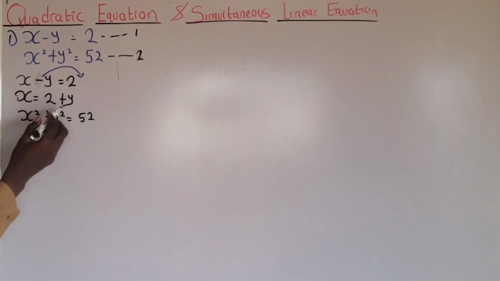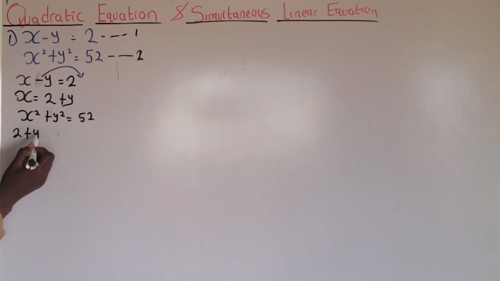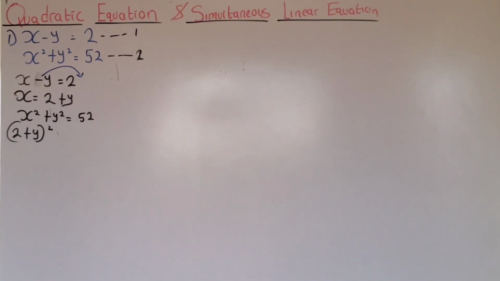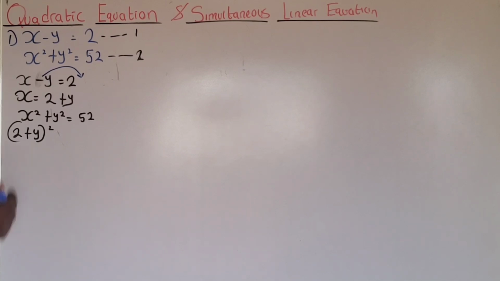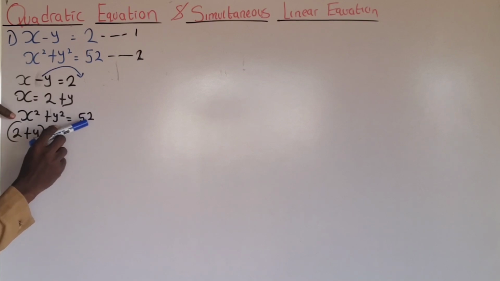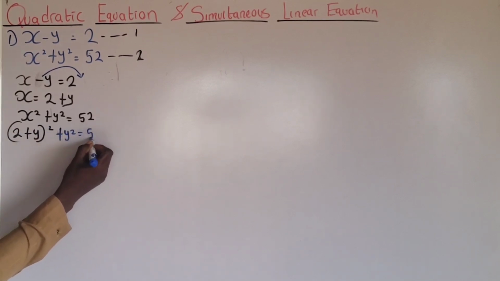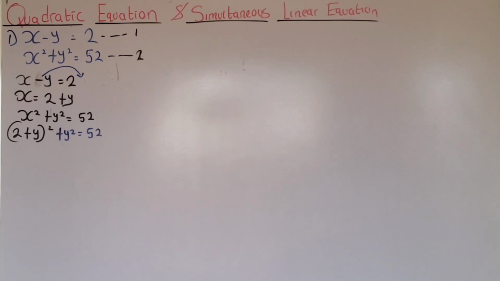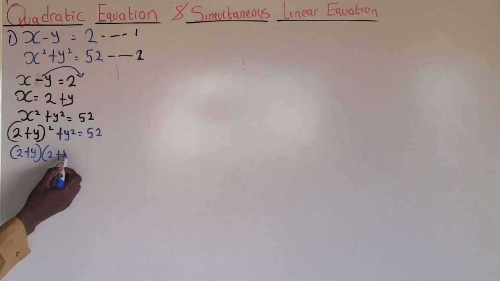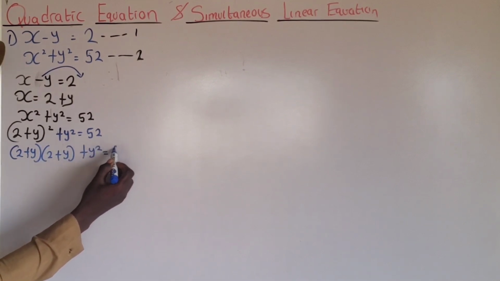Now, when x is 2 plus y, I have 2 plus y all squared. What I did here is substitute the value of x as 2 plus y into equation 2. So I have x squared, which is 2 plus y squared, plus y squared equals 52. Now, let us open the bracket. I'm going to have 2 plus y times 2 plus y, plus y squared equals 52.